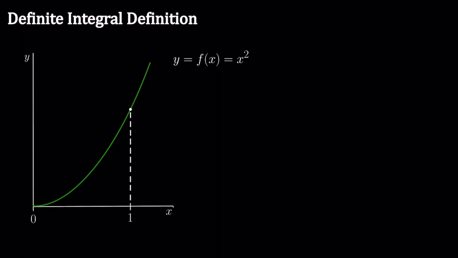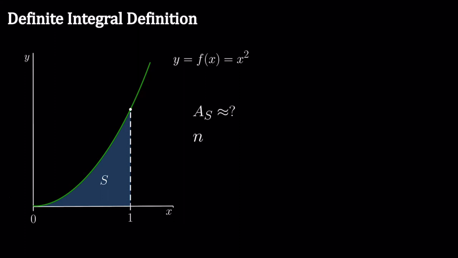To estimate the area of the region S that lies under the curve y equals x squared and above the x-axis from 0 to 1, let's use n rectangles. For simplicity, let's start with n equals 3. First, we divide the interval from 0 to 1 into 3 equal subintervals of width 1/3.